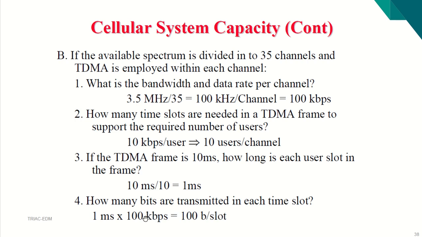Remember that k is equal to 10 to the 3, and m, meaning milli, means 10 to the minus 3. So 10 to the minus 3 times 10 to the 3, when we multiply this, you get 100 bits per slot. So now each slot is given 100 bits for transmission.